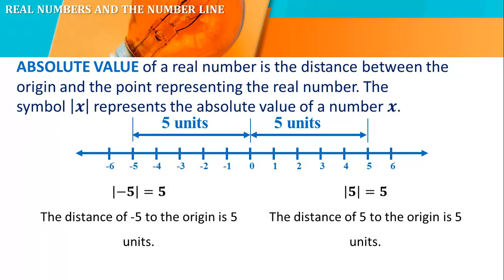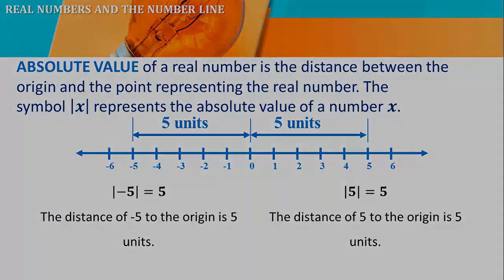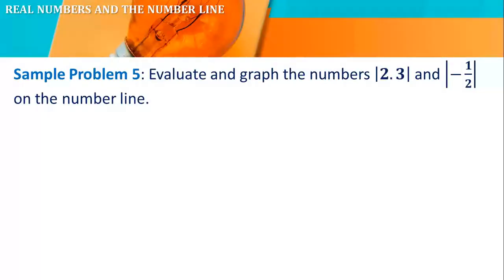So, the distance of negative 5 to the origin is 5 units. So, nawala yung negative. And the distance of 5 to the origin is also 5 units. Positive naman yun. Wala din naman siyang sign. Okay? So, sample problem number 5. Evaluate and graph the numbers absolute value of 2.3 and absolute value of negative 1 half on the number line.